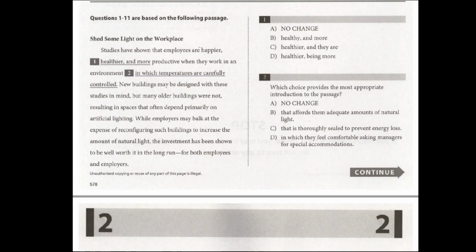The correct answer is option A, no change, because the underlined portion is already correct. Healthier is compatible with more productive, both of which are comparative adjectives. Choice B is incorrect because healthy is not a comparative adjective, and as such, it doesn't agree with what follows, which is more productive, a comparative adjective. Choices C and D are plainly awkward constructions and are therefore incorrect.